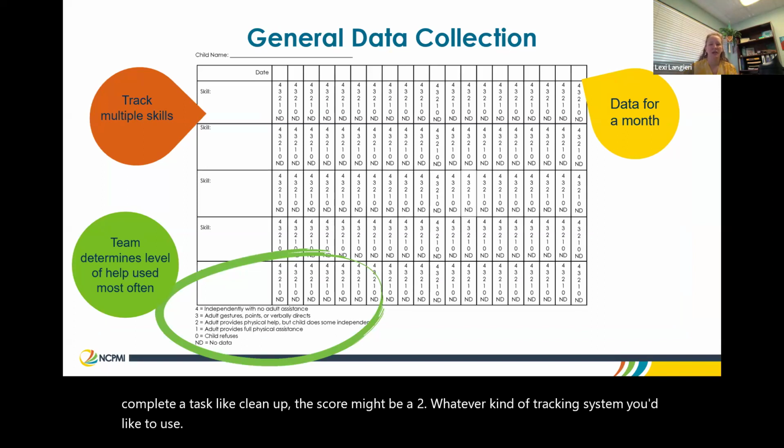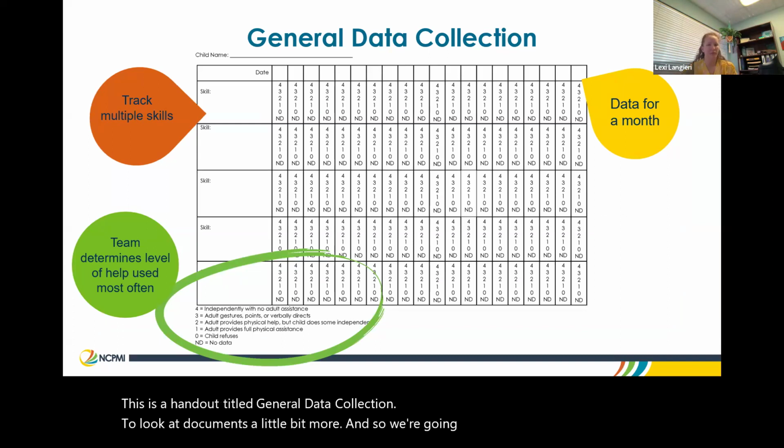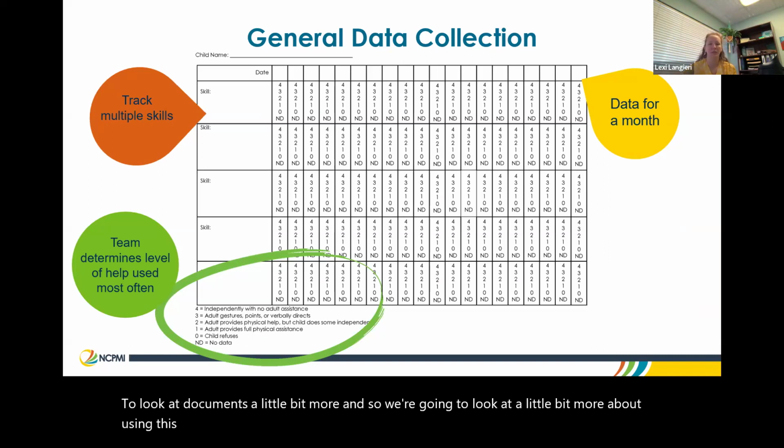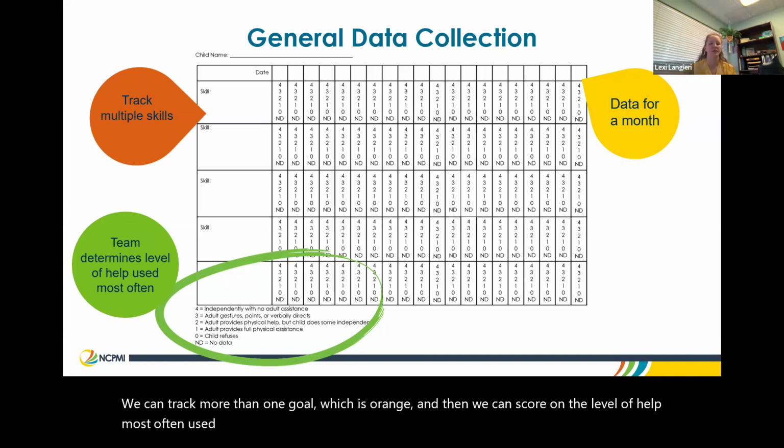This is a handout titled General Data Collection, to look at documents a little bit more easily. We're going to look at a little bit more about using this tool. There are a couple of different sections. We can hold up to a month of data in yellow. We can track more than one goal, which is orange. And then we can score on the level of help most often used for the child to successfully complete the skill or the behavior, and that's the green.